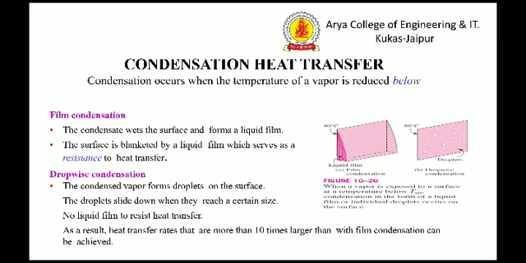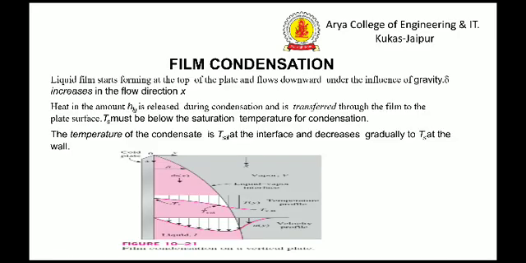Condensation. First of all, film condensation: the condensate wets the surface and forms a liquid film. The surface is blanketed by a liquid film, which serves as a resistance to heat transfer. In dropwise condensation, the condensed vapor forms droplets on the surface. The droplets slide down when they reach a certain size. There is no liquid film to resist heat transfer.